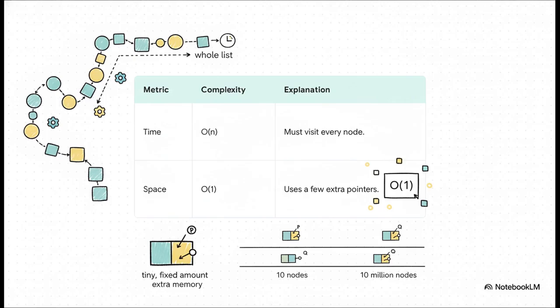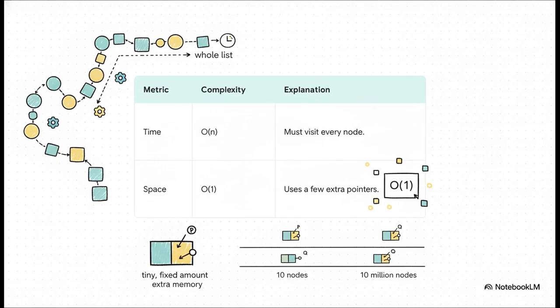For time complexity, it gets an O of n. All that means is that the time it takes to run is directly tied to the number of nodes, n. And that's basically the best we can do, since we have to check the whole list. Now, for space complexity, it gets an O of 1, which stands for constant space. This is fantastic. It means we only use a tiny, fixed amount of extra memory for our pointers, and it doesn't matter if the list has 10 nodes or 10 million.